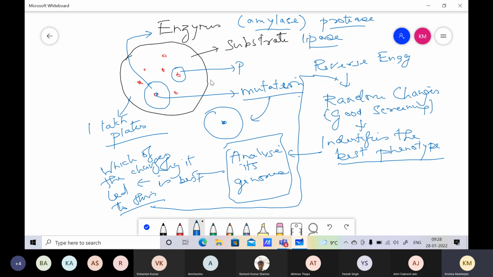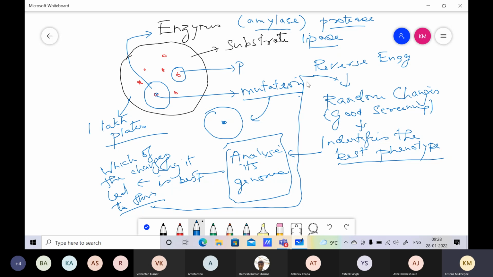So it actually follows the microbiologist's argument: do random changes and identify the best. And then it follows one step further by analyzing the genome, looking at the changes that led to this advantage, and then reverse engineering it, or introducing it back.